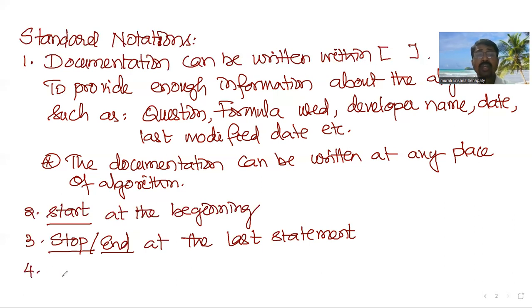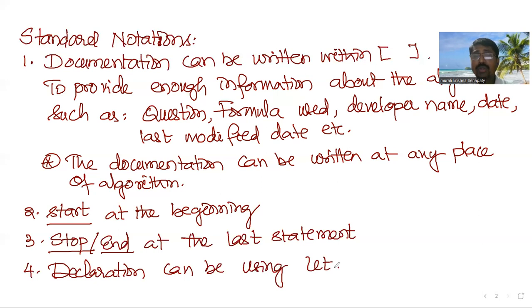Fourth point, whenever we want to write an algorithm, we think of solving some problem. So we need some memory, we need some area. That can be declared using the let keyword. So we will write here declarations can be made using let. Let is a keyword we can use for declaring some memory. For example, I want to declare two memory locations, namely x and y. So I'll write here let x comma y. Like that we can mention.